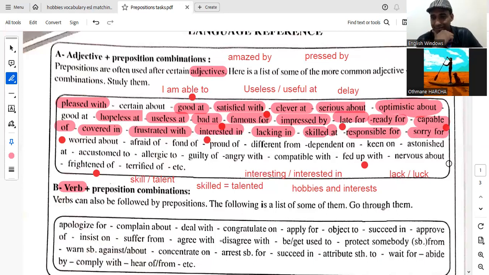Sorry for is, you give excuse. Exactly. Yes. To someone, you express your excuses, right? You regret something, you know, sorry for, right? Okay, can you give an example?